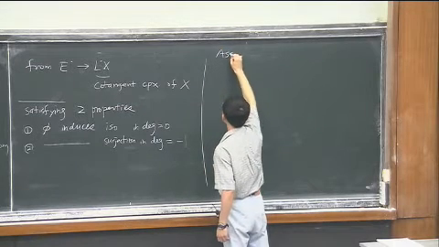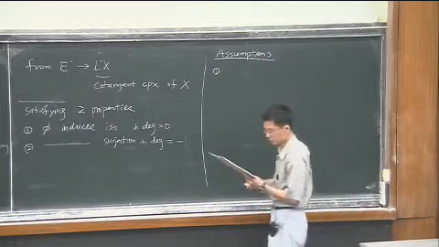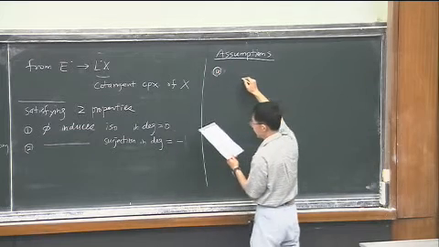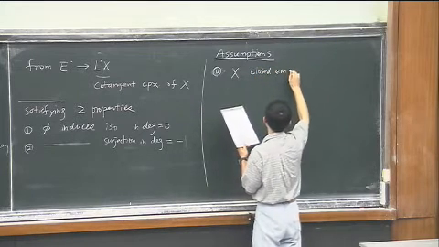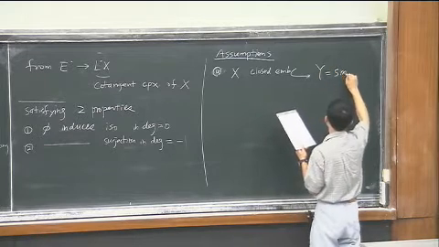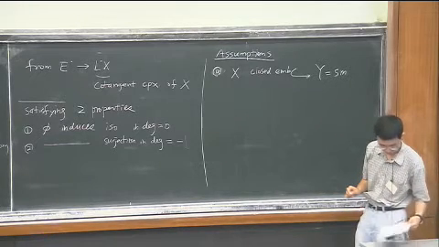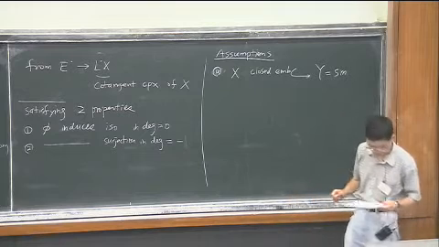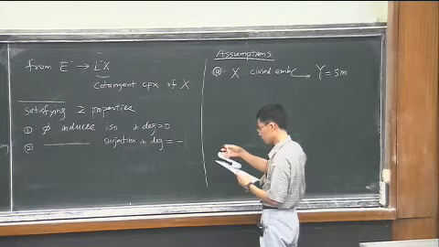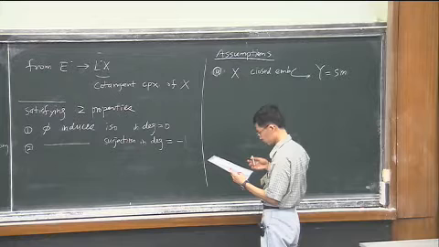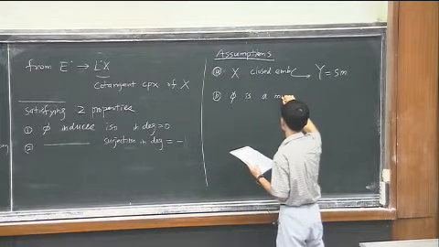To make our life easier, I will make some assumptions. First, there is an embedding, a closed embedding, into Y, which is smooth, a scheme or stack. For today, you can think of everything as schemes mostly. And then the second assumption I'm going to make is that phi is a morphism of complexes.